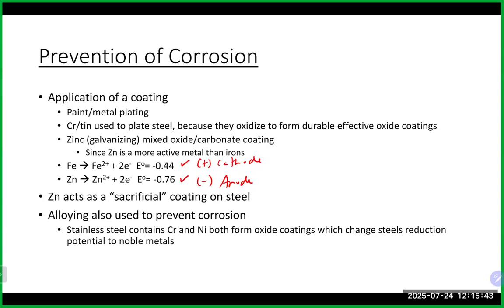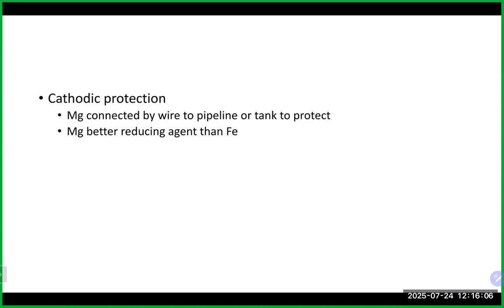You can also do some type of alloying where you can combine other elements together, which will change the SRP value, in a lot of cases, to that of noble metals. Noble metals, like gold, are again pretty much chemically inert. They're not very reactive. And by doing so, you can move a metal into a better situation.